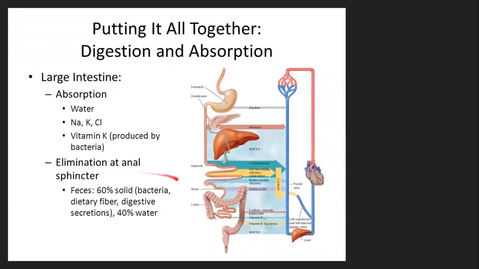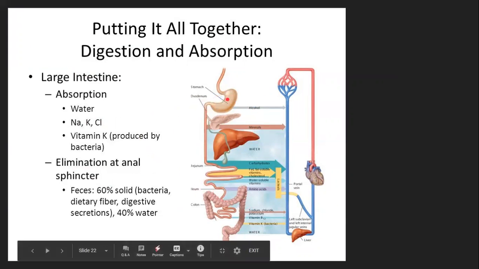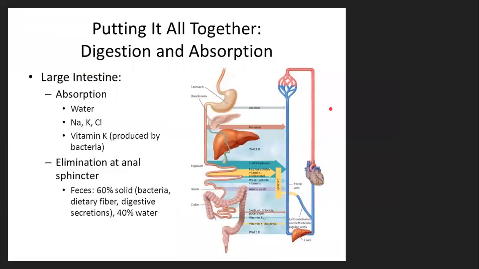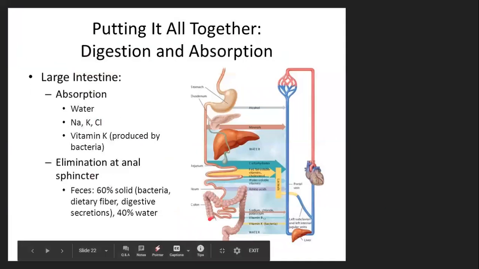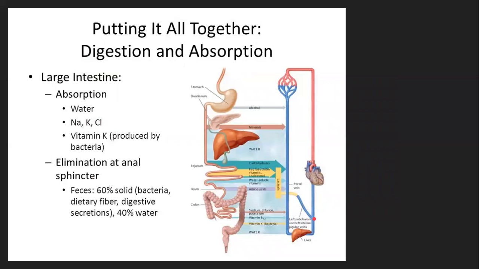Right? So overall, this is the overall structure of the digestive system. The digestive system absorbs nutrients, it absorbs minerals, it can even produce certain kinds of vitamins as well. Then at the end, the feces are stored in the rectum and expelled through the anus. All right.